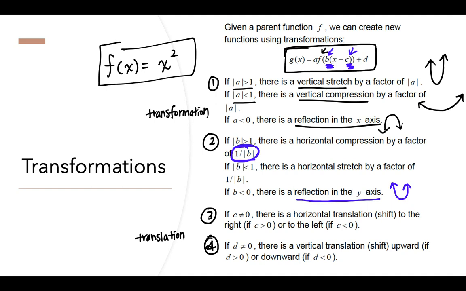And for C, if C is greater than 0, then we say it's moving to the right after you take it out of the bracket. So it's always opposite sign. And if it's less than 0, we move to the left. And lastly, for D value, it's not inside the function. So you read it as it is. So if D is greater than 0, it's shifting up. If D is less than 0, it's shifting down.